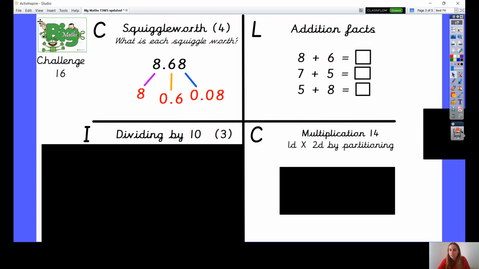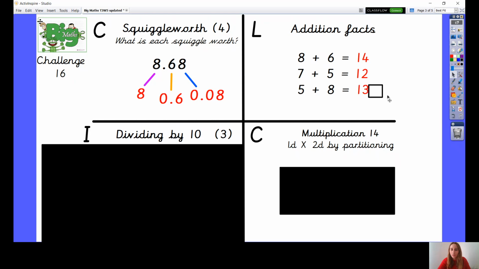Our addition facts this week for our Learn It's practice are 8 add 6, 7 add 5 and 5 add 8. Can you pause the video and see how quickly you can write the answers to those? Press play when you're ready to check. So 8 add 6 equals 14, 7 add 5 equals 12, 5 add 8 equals 13.